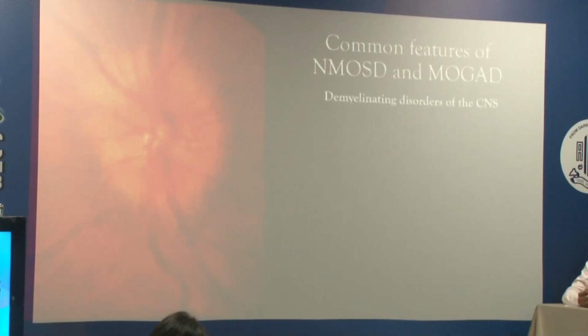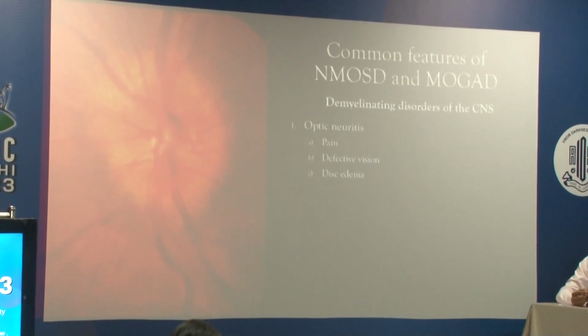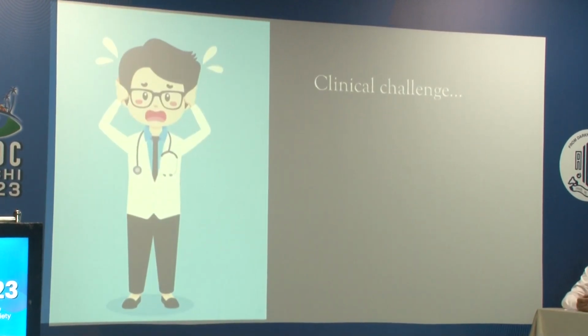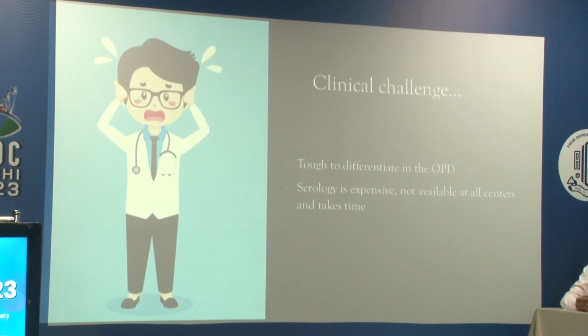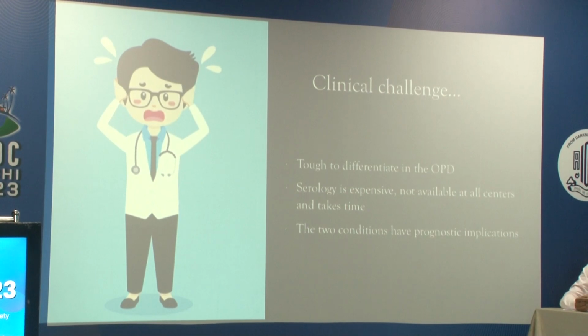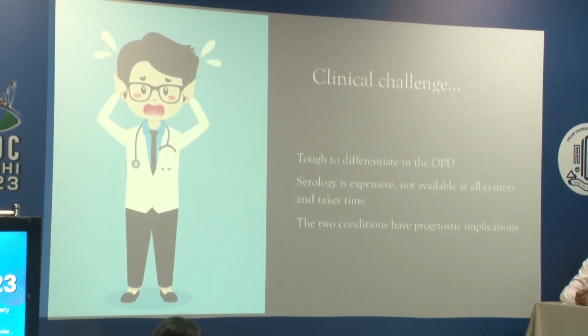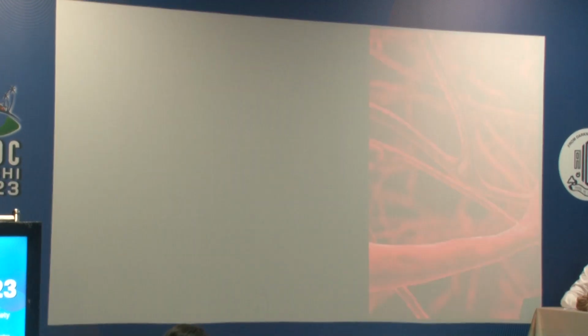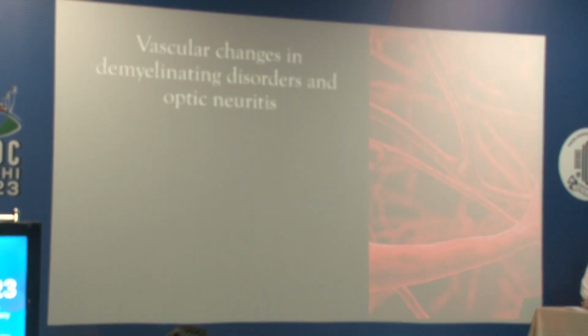So NMOSD and MOGAD are both demyelinating disorders of the central nervous system that have common clinical presentation. It can be tough to differentiate between the two in the OPD, and serology can be expensive, unavailable, and time-consuming. And these two conditions have very different prognostic implications for the patient and have a slightly different treatment approach in the long run.